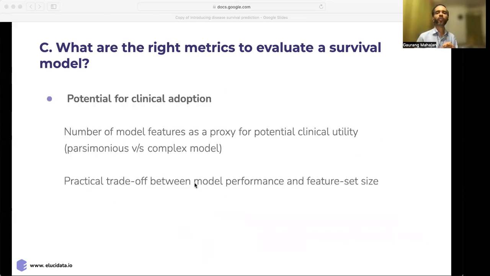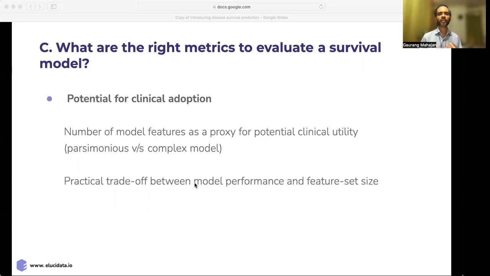In addition to metrics of performance, it's also of interest to view a survival model through the lens of practical utility. After all, survival prediction is not just a theoretical exercise. It's intended to provide actionable outcomes which could inform clinical decisions. So a proxy measure of clinical utility is provided by the number of features in the trained model, how many measurements are needed at the very least to make reliable predictions. So there's this implicit practical trade-off between performance and model size. And simpler models are more likely to provide scalable, cost-effective solutions.